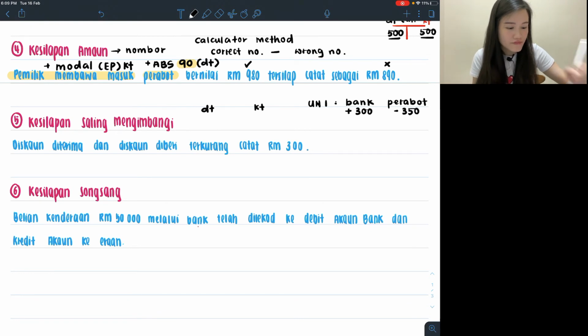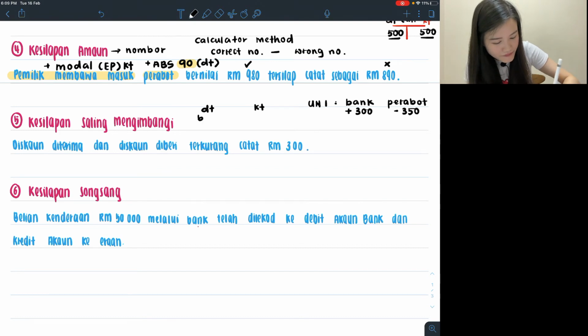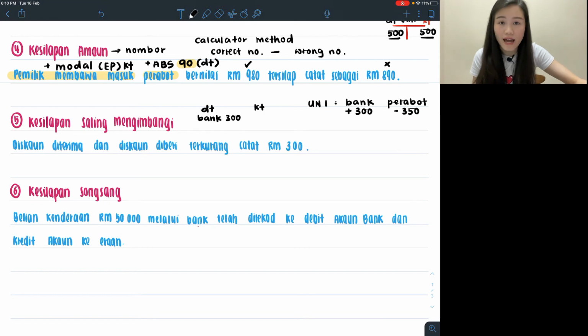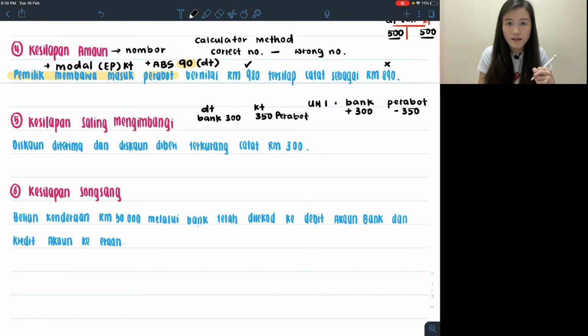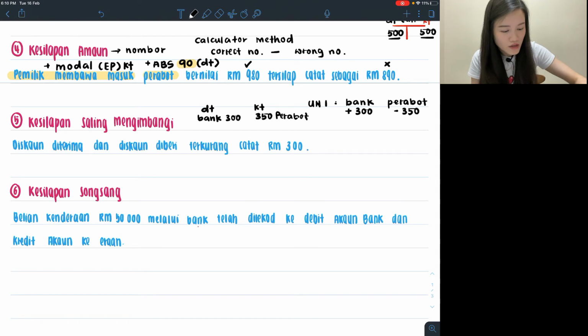Now, do you guys see the problem? If I put this in, my bank is on the debit side, bank 300, while on the credit side I will have 350 of perabot. Isn't it imbalanced already? Now, one side 300, one side 350. So, okay, let's continue.